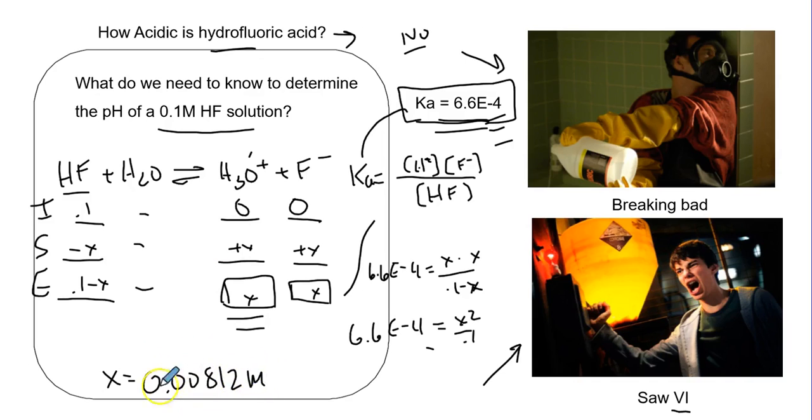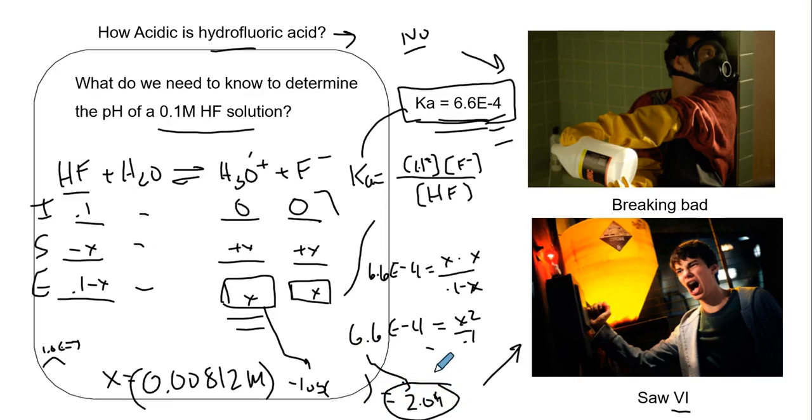Of course, we know from our teeter-totter that 1.0 e to the negative seventh means this thing is in fact acidic. Take the negative log of this value to find the actual pH. Negative log of this previous answer equals 2.09, and this is my acidic pH scale.